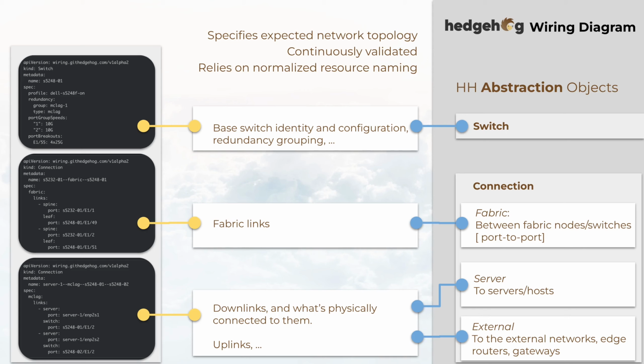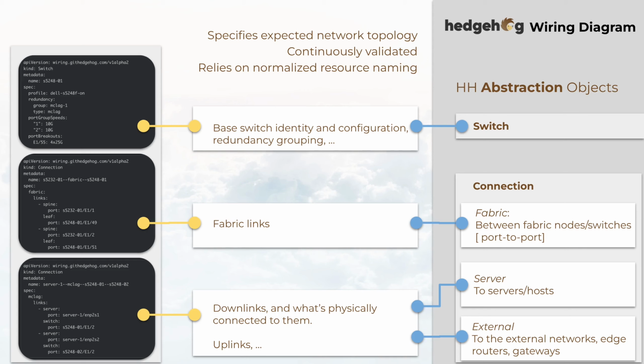Our fabric relies on a normalized resource naming scheme. For this purpose, we provide switch profiles for each of the switch models that we support. These define standardized naming schemes for ports, as well as documenting the switch capabilities such as supported speeds, breakout modes, etc. Servers, on the other hand, represent your compute workloads. Their main purpose is to tell the fabric where these compute resources are located in your topology.